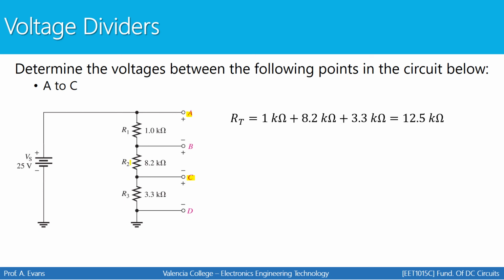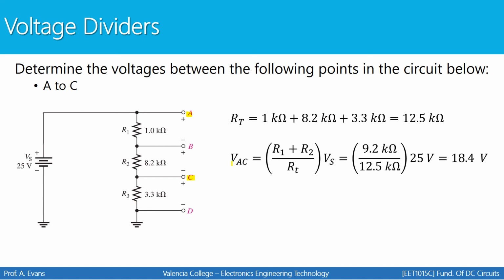You still need to start with the total resistance of all 3 things in series. Then the voltage from point A to point C is going to have a numerator where we combine R1 and R2 together. The denominator is still going to be the total resistance in the circuit, and you're still going to multiply by the source voltage. So when we add R1 and R2 together, we get 9.2K divided by the 12.5K, which is the total. We multiply by your source voltage, and now I have the voltage from point A to point C. So this represents the voltage across both of these resistors combined.